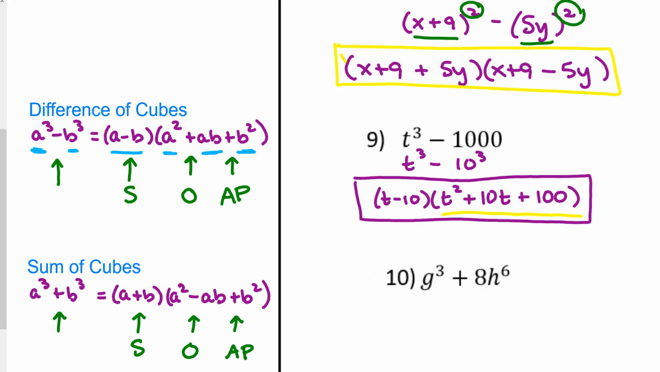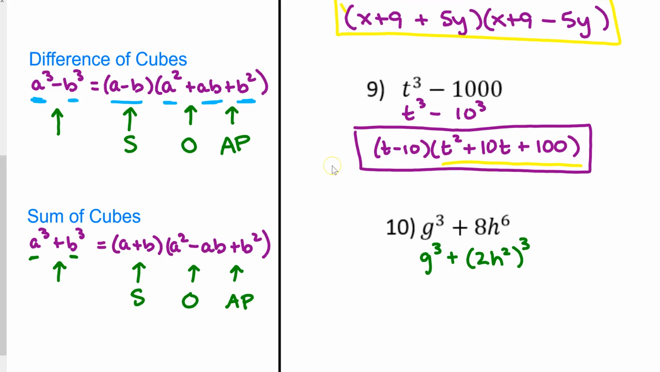Okay, so now let's do an example of a sum of cubes. So g is being cubed, g is our a, and then for 8h to the 6th power, 8 is the same as 2 cubed, and h to the 6th power is the same as h squared cubed. So what we're cubing is 2h squared. So g is our a, and 2h squared is our b. So let's go ahead and factor that using the formula.